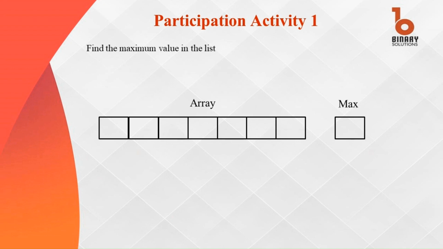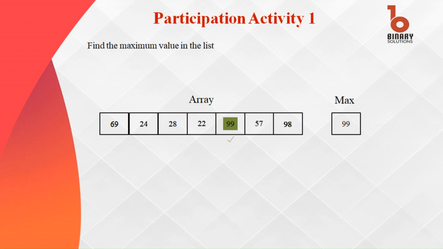This example illustrates the process of finding the maximum value in a list. Starting with an initial value, each element in the array 69, 24, 28, 22, 99, 57, 98 is compared to the current maximum. If a larger value is encountered, the maximum is updated or stored. In this case, as the loop progresses, the maximum value is identified as 99. This activity reinforces understanding of iterative comparisons, helping users develop efficiency and precision in their approach.